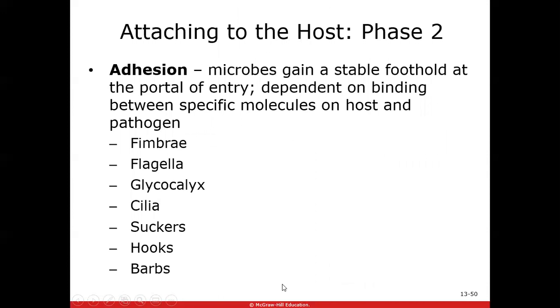Okay. Now, attaching to the host. So, adhesion. The microbes gain a stable foothold at the portal of entry, wherever they get in, dependent on binding between specific molecules on host and pathogen. So some microorganisms have fimbriae, flagella, glycocalyx, cilia, hooks, and barbs that they utilize to actually grab onto the host.